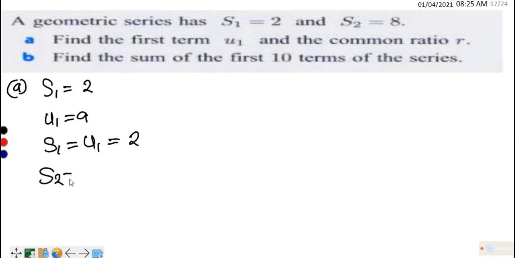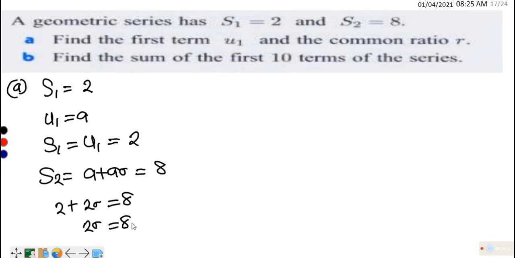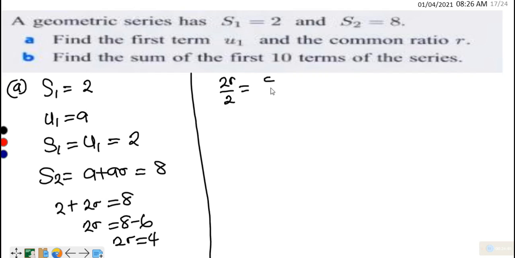So S2 equals A plus AR, which is 8. So we have that A is 2, so 2 plus 2R equals 8. So 2R equals 8 minus 6, 2R equals 4, and dividing both sides by 2, we have 4 over 2, so R equals 2. Okay, so we find the first term and the common ratio.